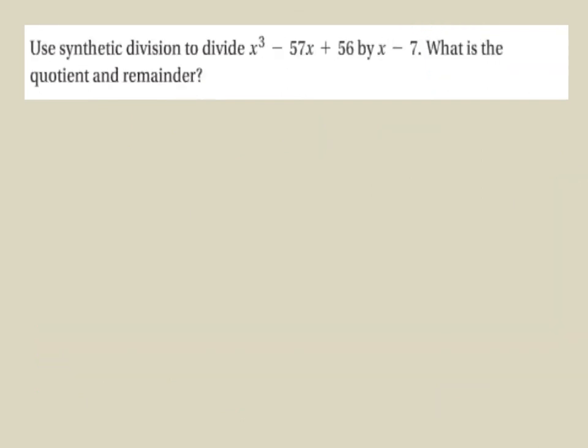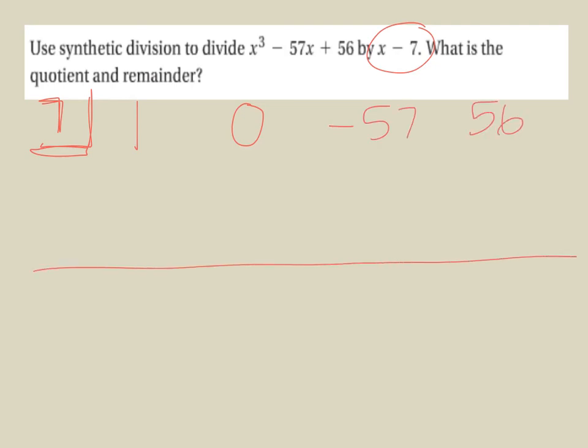So again, make sure that you write this down. When I'm dividing by x minus 7, in the box we go a positive 7 because I'm solving for 0. The numbers out in front, I would have a 1 for x cubed. There's no x squared, so I have to represent that by 0. And negative 57 and 56. Remember, the first number always just moves down below. So in this case, it's going to be 1. And then I multiply. So I have 1 times 7, and I get 7.